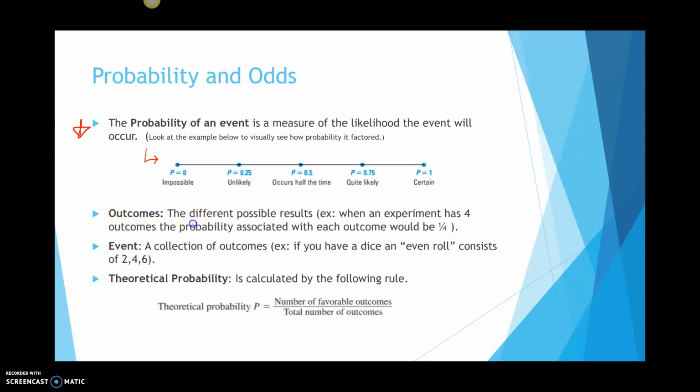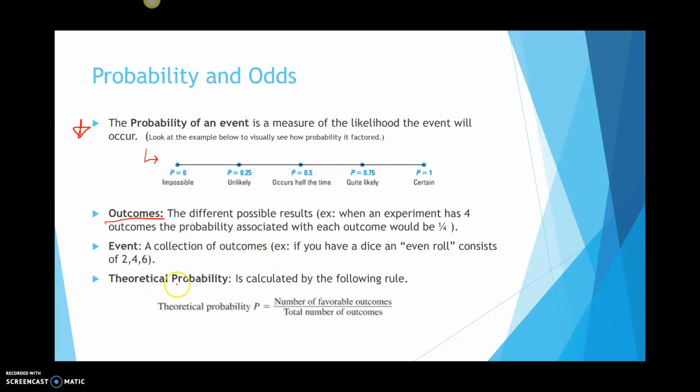Outcomes are the different possible results. For example, when an experiment has 4 outcomes, the probability associated with each outcome would be 1/4. An event is a collection of outcomes. An example of that would be if you have a dice, an even roll consists of 2, 4, and 6. So outcomes are like quarters of the outcome. An event is a collection of outcomes that you have.